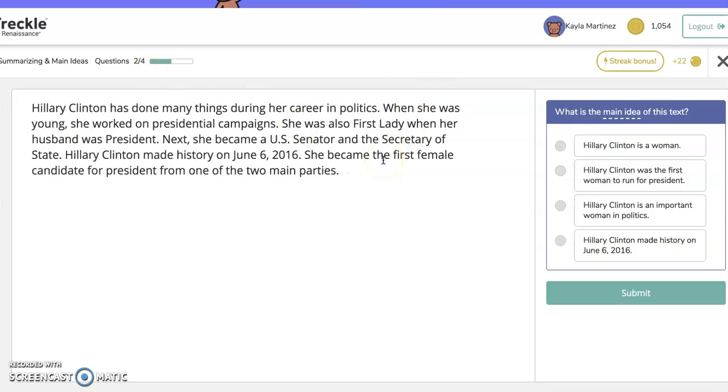Okay. So let's figure out, what is the main idea? Are we just saying that she's a woman? She was the first person to run for president? I'm sorry, first woman to run for president? That she's an important woman in politics? Or that she made history on June 6, 2016? What is this whole thing telling us about?